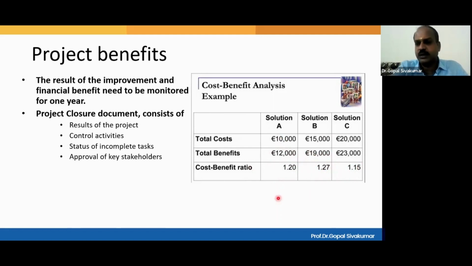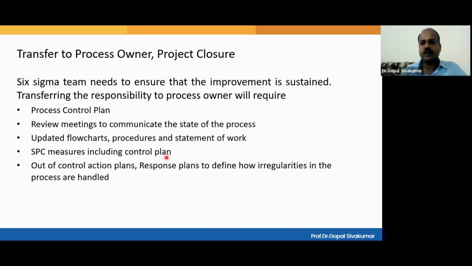And always when you are accounting the benefit, account for the annual benefit, and once you have this kind of cost benefit analysis document, the result of the improvement and the financial benefit need to be monitored for 1 year. And the project closure document generally consists of the result of the project, the control activities and status of incomplete tasks, if any, and approval of all the stakeholders. And once that is done, you can transfer the process back to the process owner, and then you can announce the project closure.